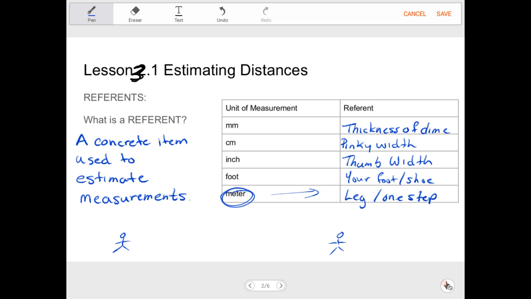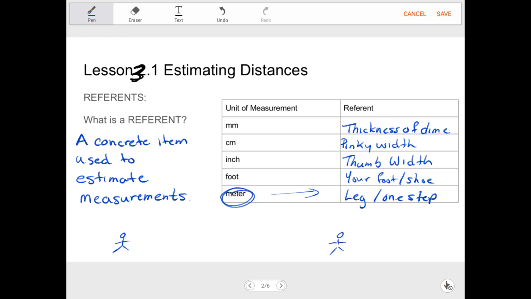For example, if you wanted to say, how long is a piece of paper? You could measure that in inches. You could simply take your thumb width and count how many of your thumb it takes to go across or up the page. That would be a roundabout estimate, okay? If you want to know how many feet your living room is, you could simply measure how many of your feet go across the floor.